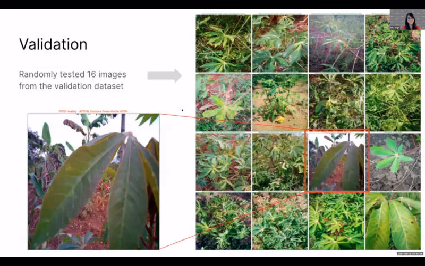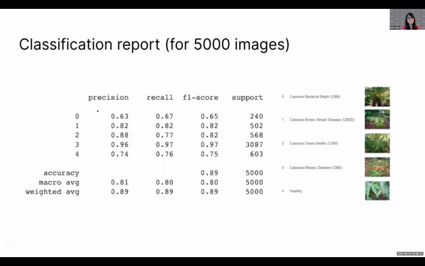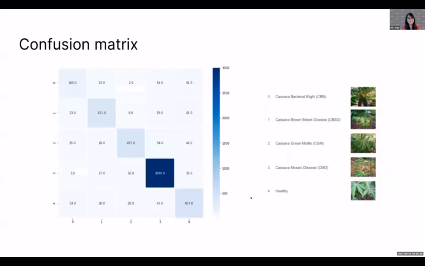Then we validated our data set, which the Professor said is really important. So we just tested some validation images. There are about 16, and the one on the left you see is the one which the model didn't predict correctly. And then we ran the model for about 5,000 images and got the classification report, which shows the precision, recall, F1, and the support score for all the classes. And finally, the confusion matrix to give a holistic view of how well our classification model performed and what kind of errors it made.